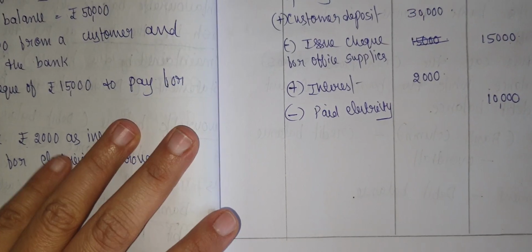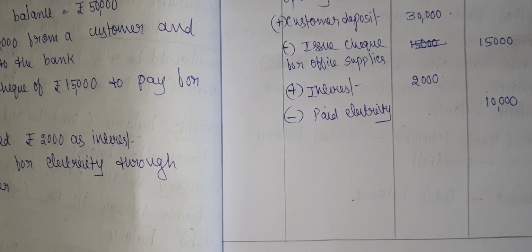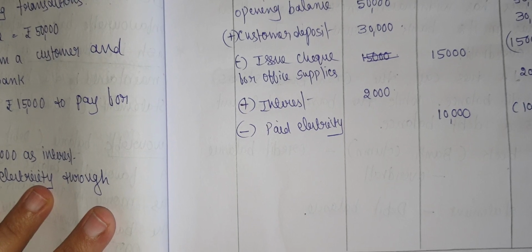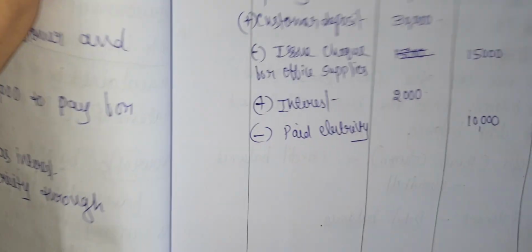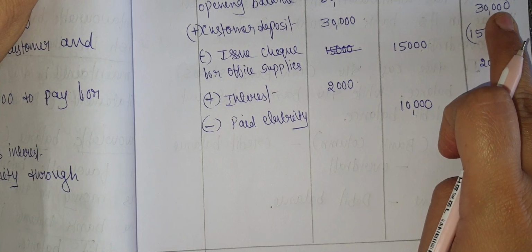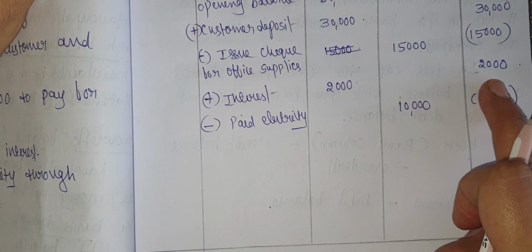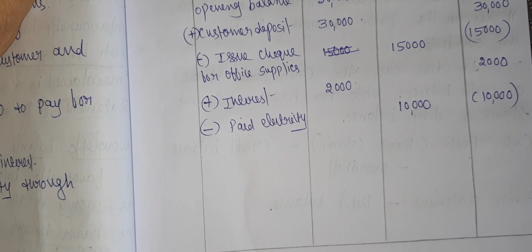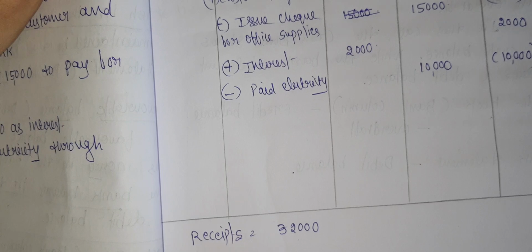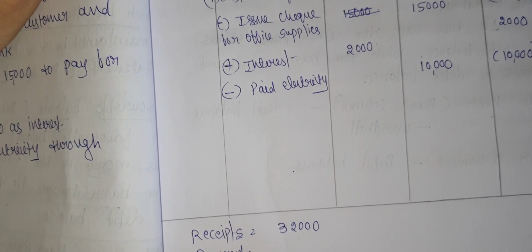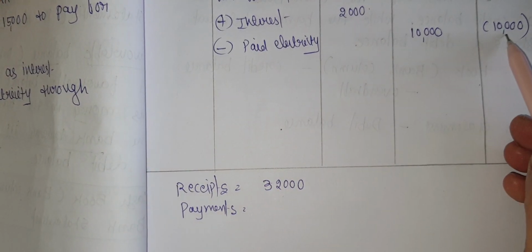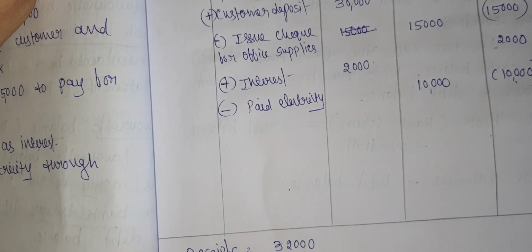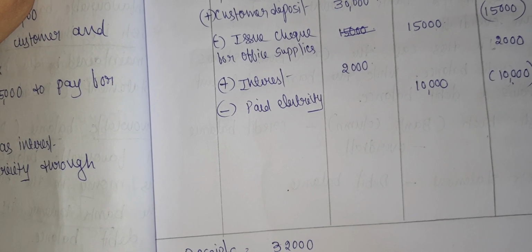See here, 10,000. Now we have to see whether this is a favorable or unfavorable balance. See here, receipts, that is equals to how much? Receipts, they are 30,000 customer deposit and interest, that is rupees 2,000. So total receipts are 32,000. And payments are electricity 10,000 and here issue check for office supplies, that is rupees 15,000, means total payments are 25,000.